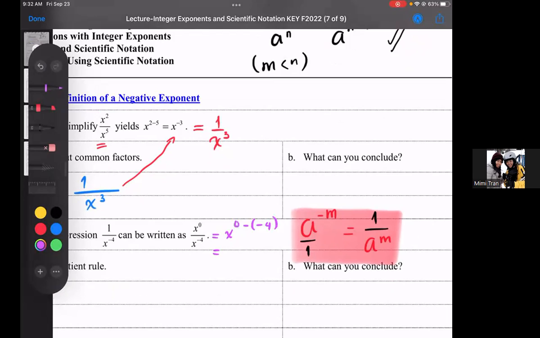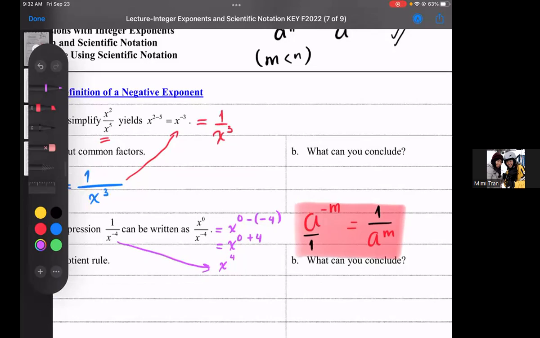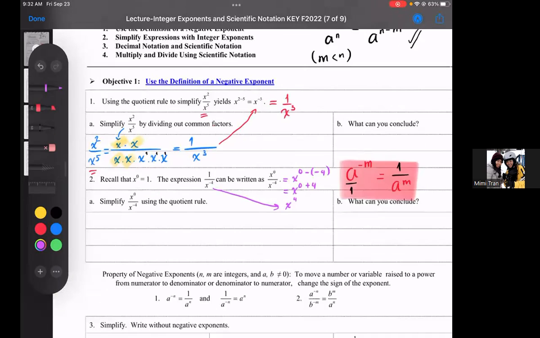Yes, 0 plus 4, right? So this is x to the 0 plus 4, which is x to the 4. Very good. So you see that from 1 over x to the negative 4, all I do is just flip it. So now the 1 is in the bottom because we didn't write it, and the negative exponent turns positive. Does that make sense? So the bottom line, when you flip something, exponents change sign. Okay, that's the bottom line. Right. Okay, so let's do this.